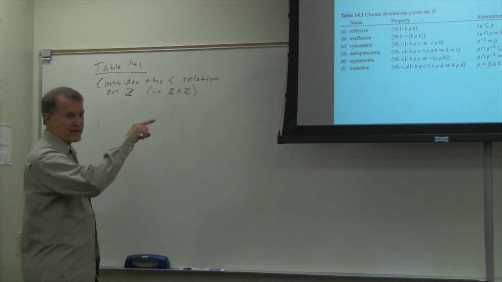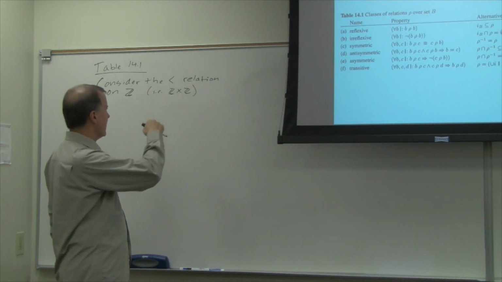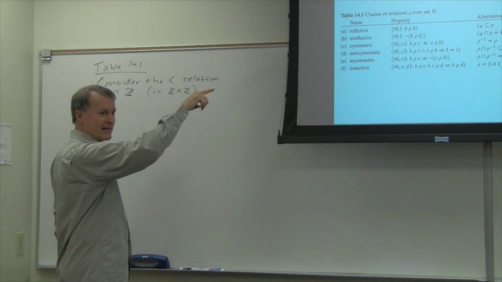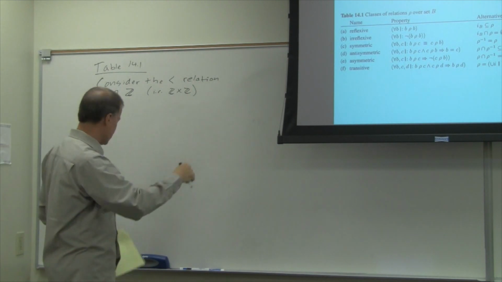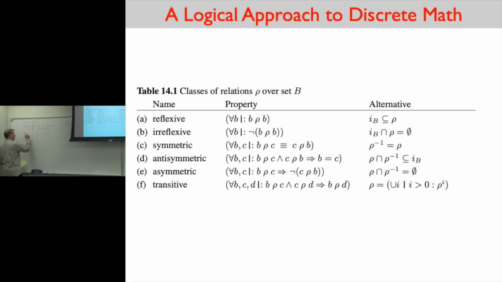Now, what I want us to do is determine whether the less than has each one of these properties, just one at a time. So we'll start off with property A. Reflexive. Now, what is reflexive saying? Reflexive says that for all B, B row B. Now, is it the case? Oh, I said less than. I meant greater than. Sorry.